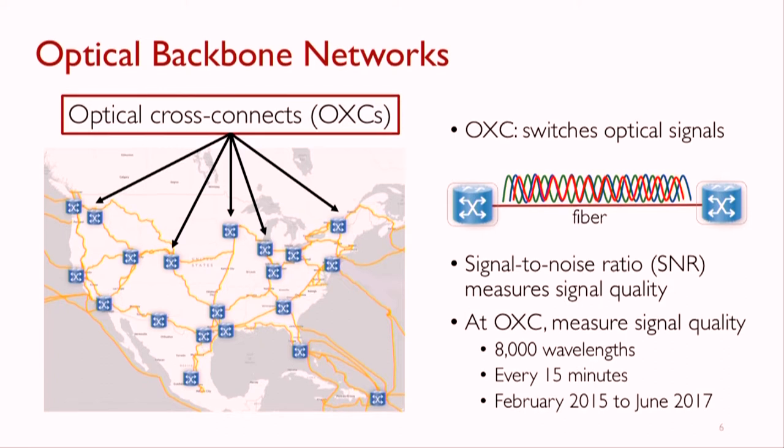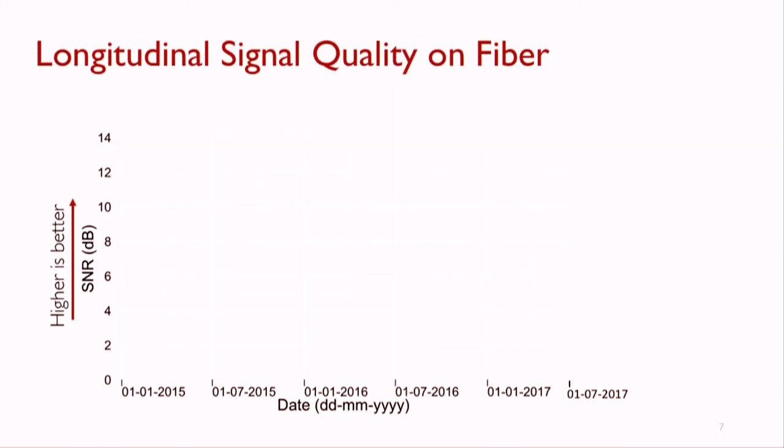So using this data, I'm going to give you a preview into what the longitudinal view of the signal quality on fiber looks like. Before I do that, here on the x-axis, I'm showing you time, which is roughly 2.5 years. Y-axis is signal quality measured in SNR. And again, to reiterate the point, higher is better, lower is worse. And this is what the signal quality of a single wavelength on one fiber in this backbone looks like.